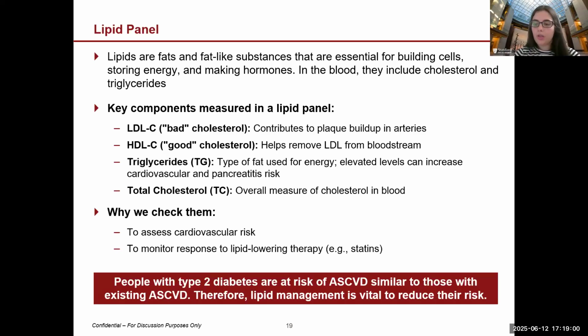People with type 2 diabetes are considered at high cardiovascular risk, even if they haven't had any heart event yet. So we routinely check lipids to assess the risk and monitor the response to medications such as statins, which I will talk about in the upcoming slides. And that's why lipid management is a key part of diabetes care, not just to meet the numbers, but also to prevent future heart attacks and strokes.